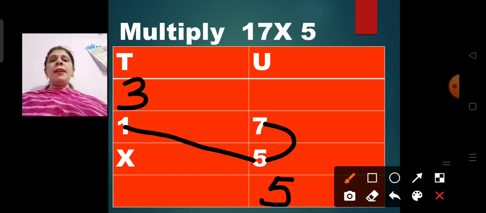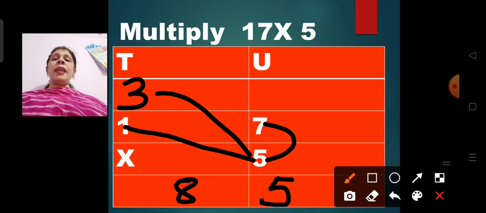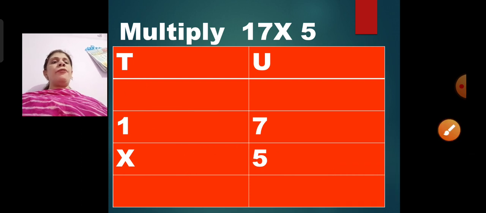1 5 is 5. To that 5 I will add this 3. So after 5, 6, 7, 8. So what is my answer? 85. That means 17 5s is 85. When I multiply 17 into 5, I get my answer 85.